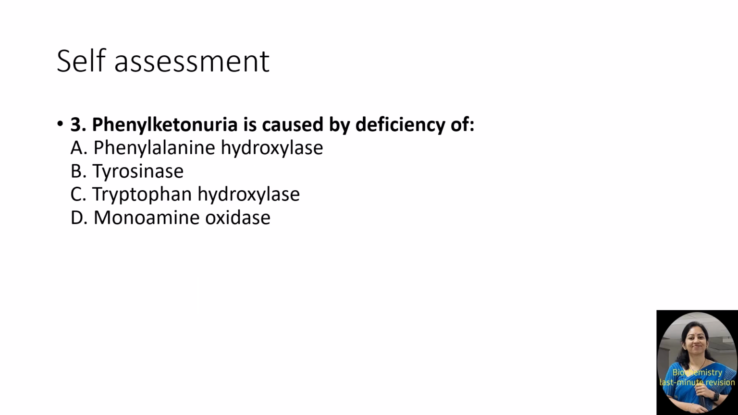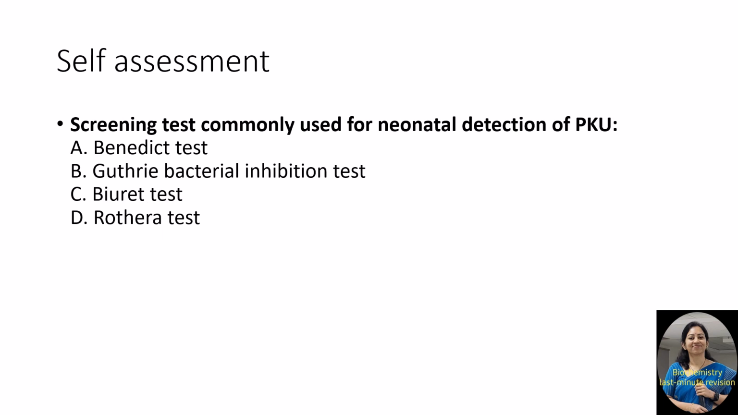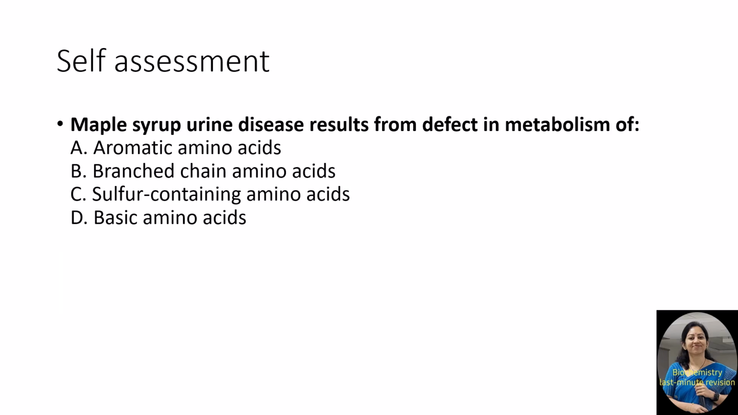Phenylketonuria is caused due to deficiency of phenylalanine hydroxylase enzyme. The screening test commonly used for neonatal detection of phenylketonuria is the Guthrie test. When the blood or urine of the child is added to this media containing Bacillus subtilis, there is abundant growth of the bacteria.